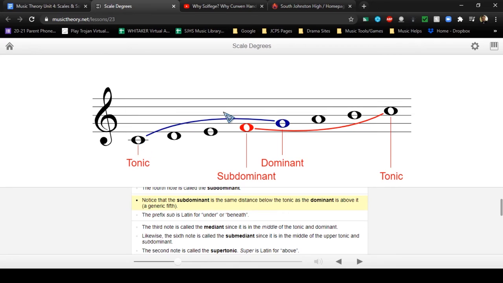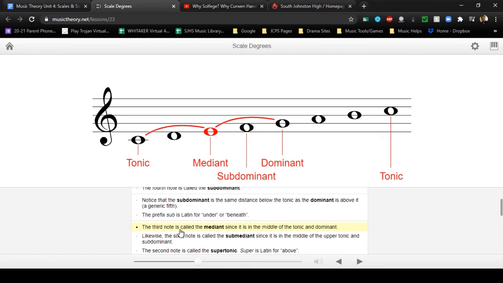Okay, so from this note to the dominant, that's 5 notes, 1, 2, 3, 4, 5. So from the first tonic to the dominant, that's your dominant. But it's also the same from the high tonic down to the subdominant. They're the same distance. So that's one reason, another reason why they're in relation to each other as far as giving similar names to them. The prefix sub is Latin for under or beneath. So the fourth note of any scale is the subdominant note.